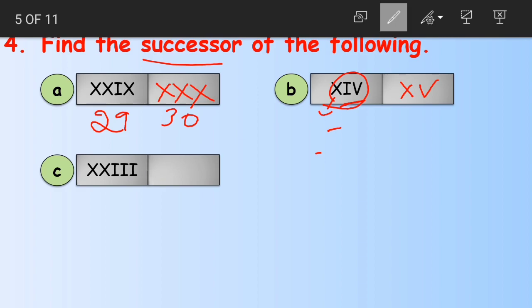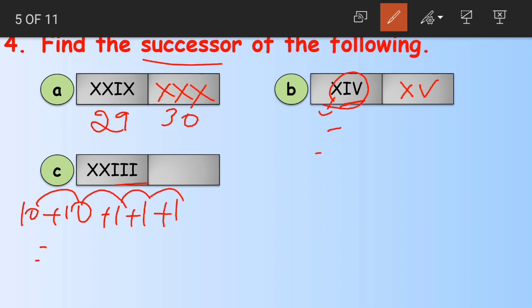Now when I say XX, it means 10 plus 10. Then we are having 3 I's. So 1 plus 1 plus 1. What will the total be? 10 plus 10, 20. Plus 1, 21. Plus 1, 22. Plus 1, 23. Now what will be the successor of 23? 23 plus 1 is equal to 24.